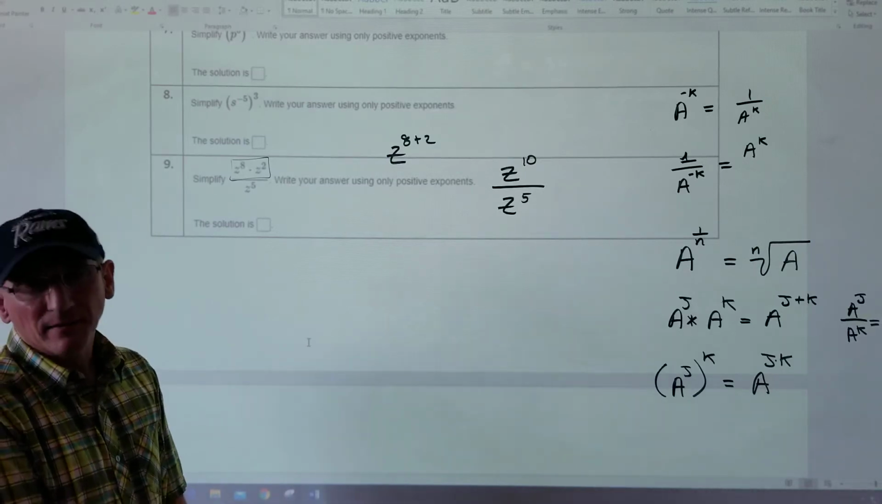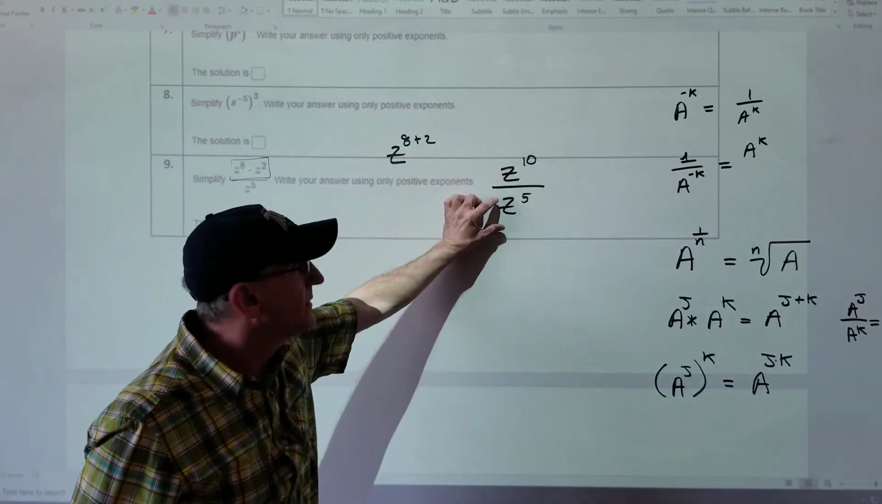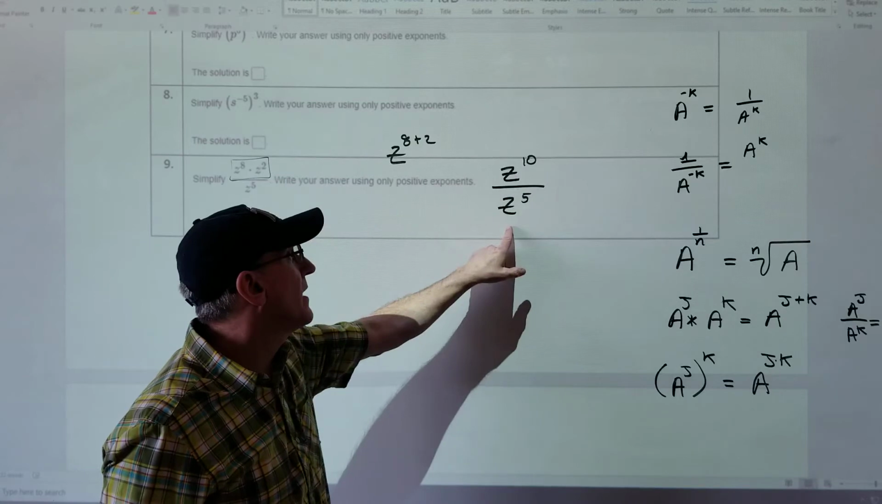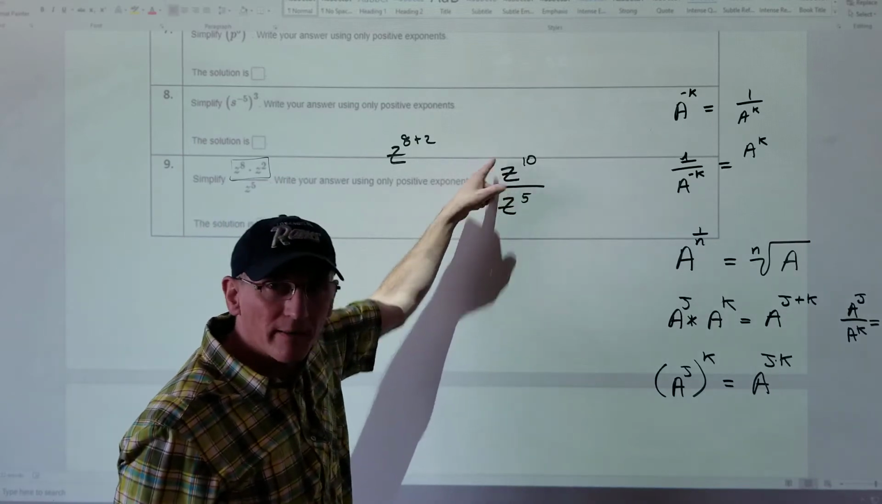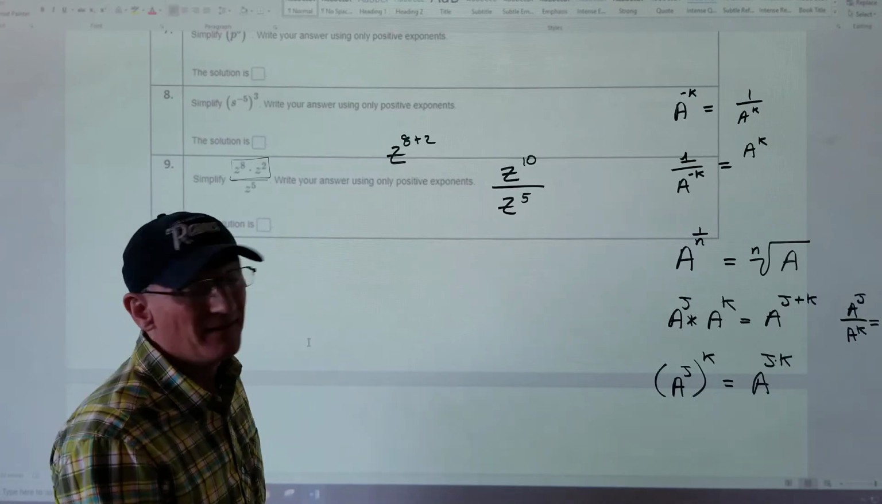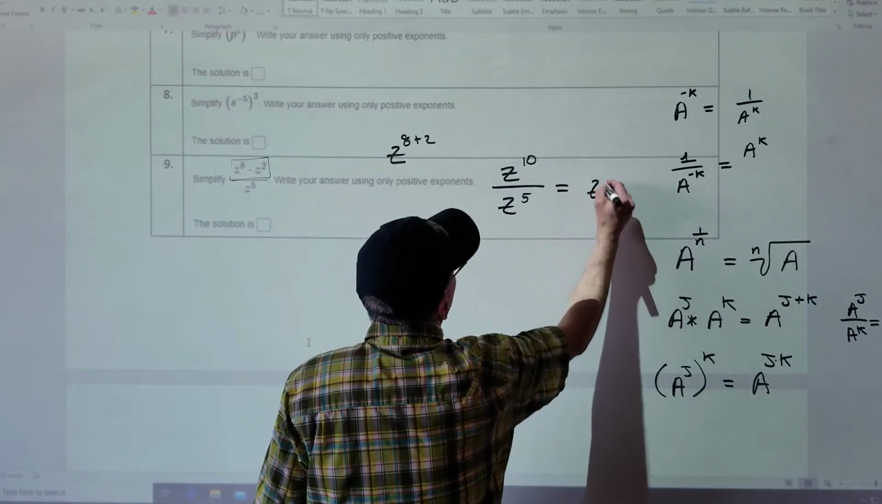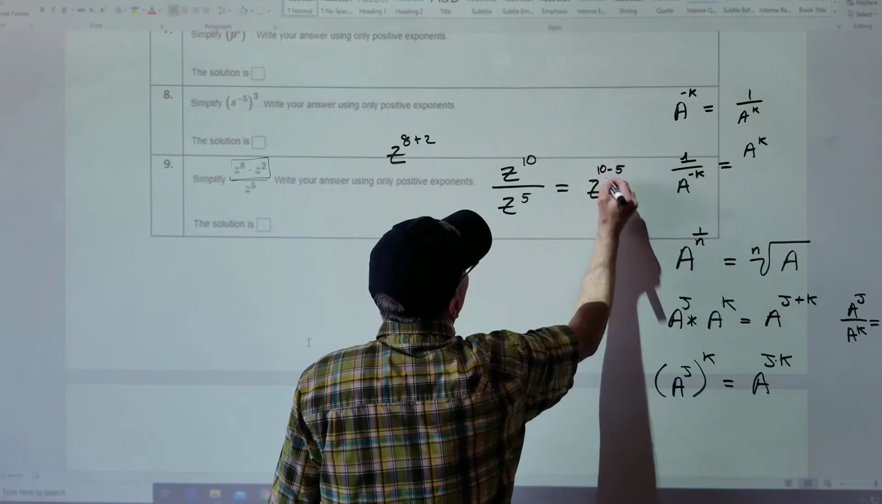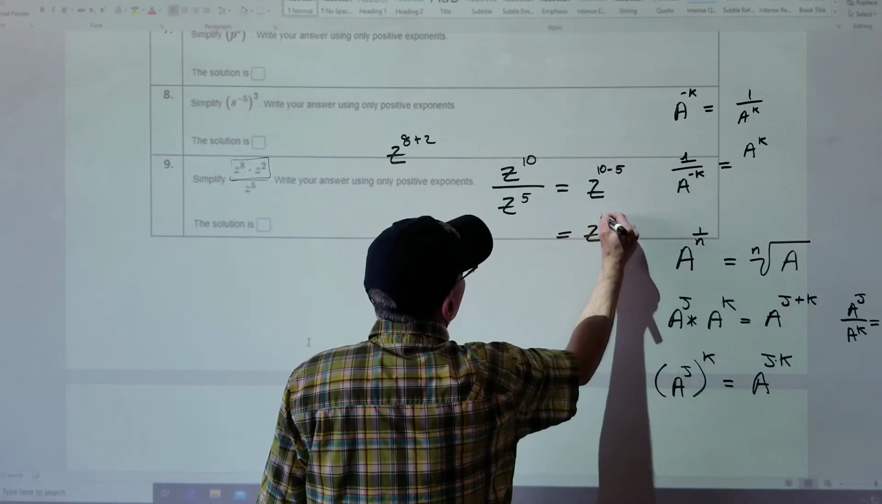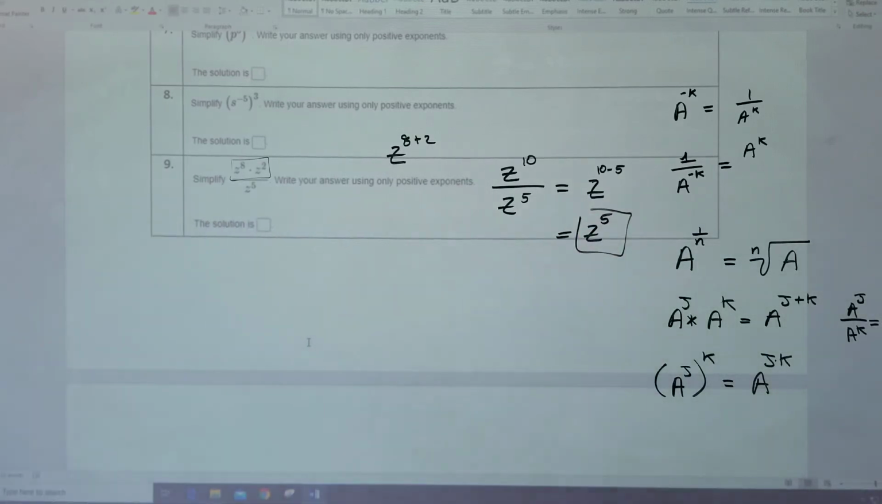It has to do with cancellation. In other words, there's a lot of z's up here and there's a lot of z's down here. But any z on the bottom divides away one of the z's on the top, so that in the end, it looks like subtraction. And that's what you do with the exponents. You subtract them. So the answer to this is whatever 10 minus 5 is, and that's z to the 5th. Answer. Okay? Next page.